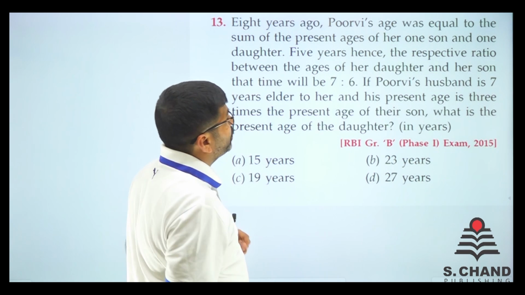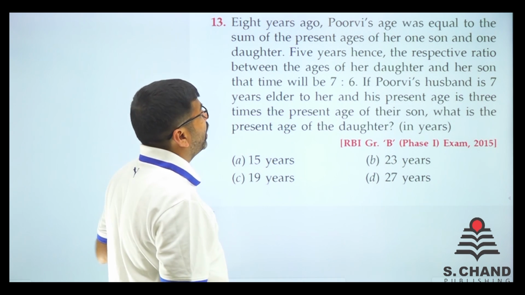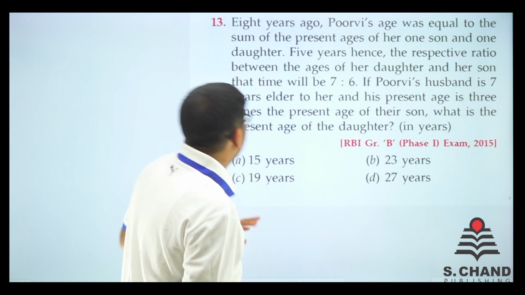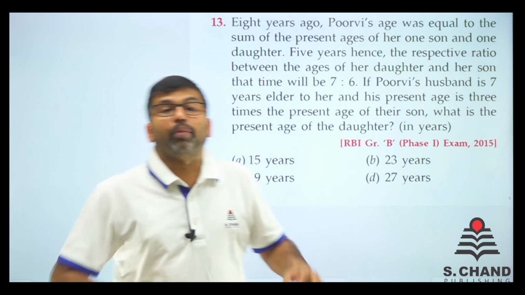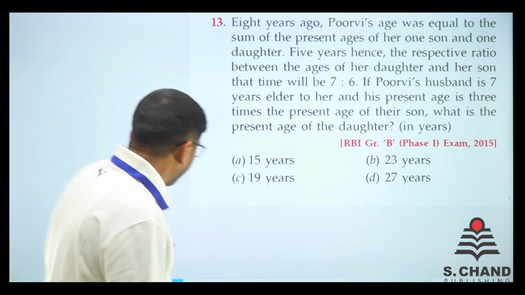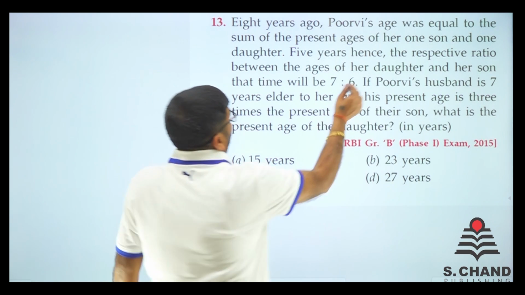If Purvi's husband is 7 years elder to her and his present age is 3 times the present age of their son, what is the present age of the daughter? मुझे लग रहा है बहुत सारा गोल गोल घूम गया दिमाग. उसको थोड़ा इजी करते हैं हम लोग. सबसे पहले शुरुआत करते हैं दिस रेशियो से.